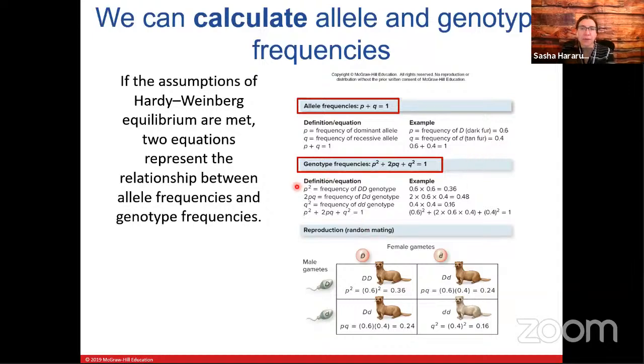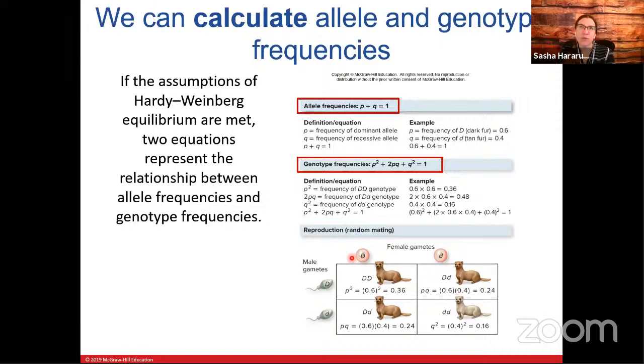Now, we also went over how to calculate genotypes, and there are two methods: either through a Punnett square or through the equation here, which is basically the same thing. Just one is more visual and the other is more computationally oriented.